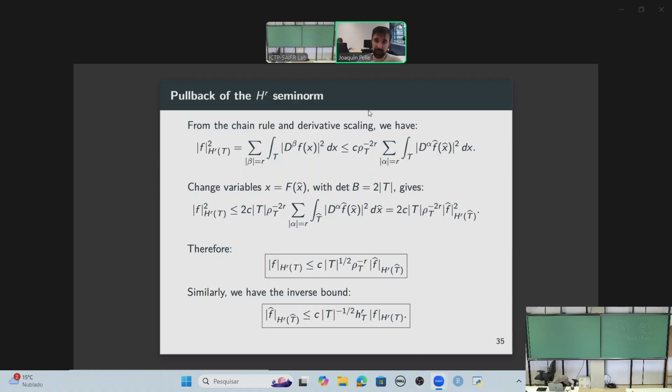we get a factor here of rho times rho to the minus 2r, right? Where r is the order of the derivative that we are taking, and times the sum over the derivatives, but now in the reference triangle, right? Now, if we change variables here again, we get the factor 2 times the area of the triangle.